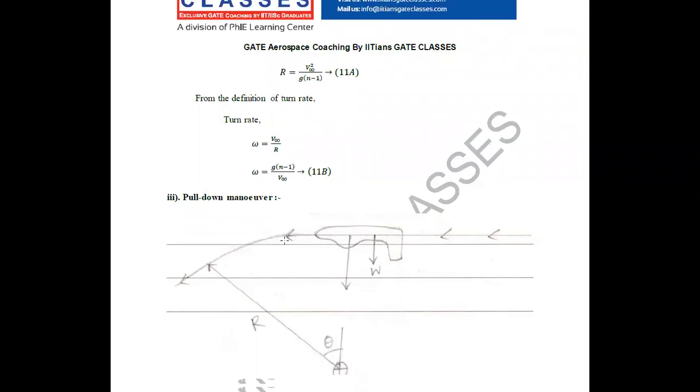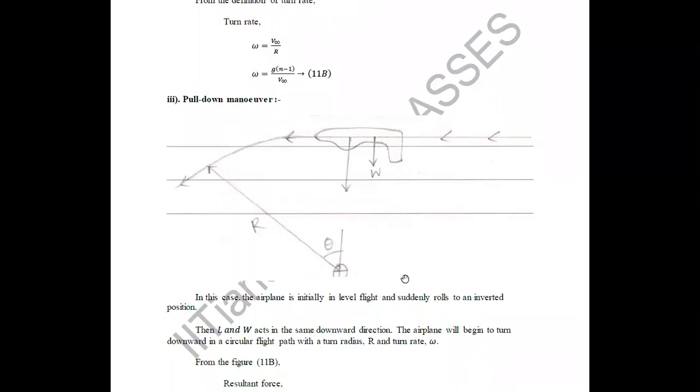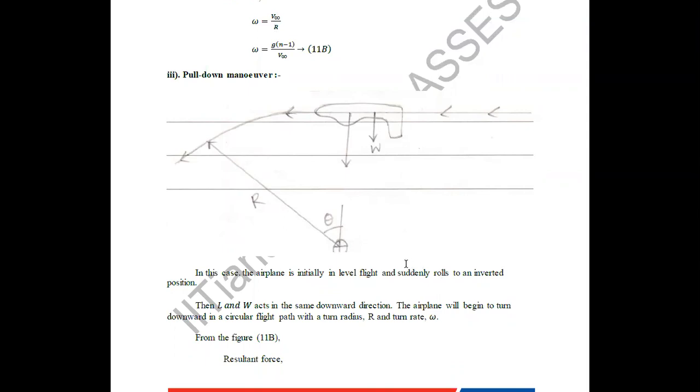Next is the pull-down maneuver. The aircraft is going in straight and level flight. Suddenly it takes an inverted turn. Suddenly the airplane rolls and it is in the inverted position, where lift and weight are acting in the same direction. This is the lift, this is the weight. So lift and weight are acting in the same downward direction, which causes the airplane to go in a downward circular path.